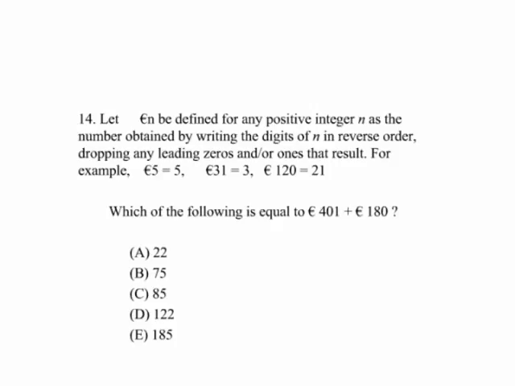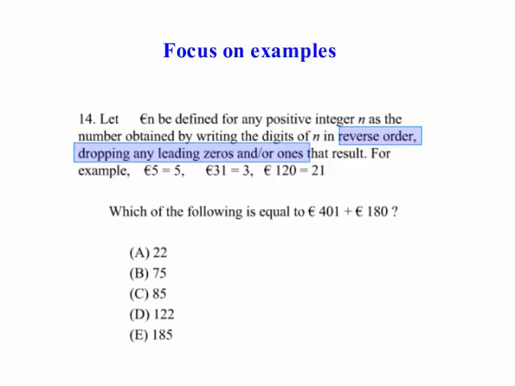This made-up function tells us that the little e of n, for any positive integer n, is the number obtained by writing the digits of n in reverse order, dropping any leading zeros and/or ones that result. Then look at our examples. The key here is to focus on the examples because they tell you how the problem works. E5 would just be 5. E31 would be 13, but you drop that leading 1. E120 would be 21 because you'd eliminate that 0.